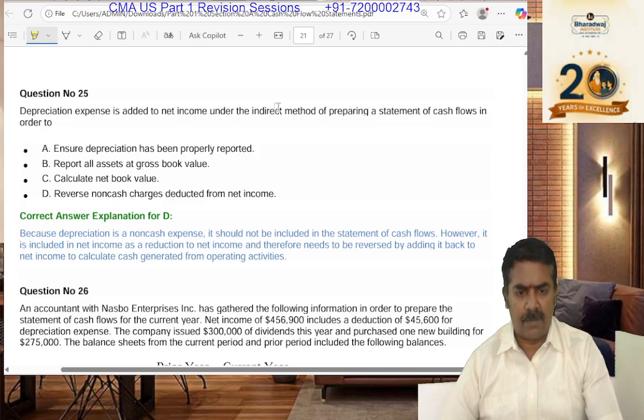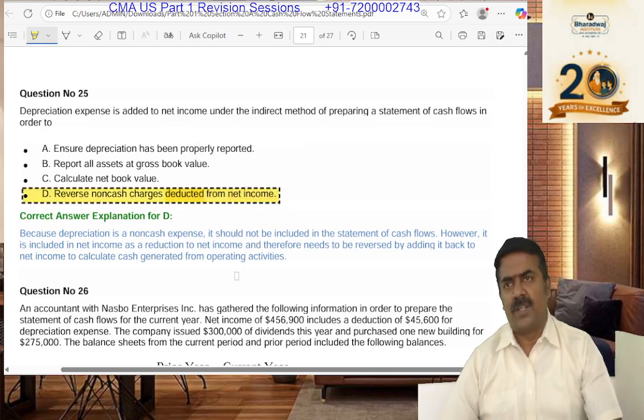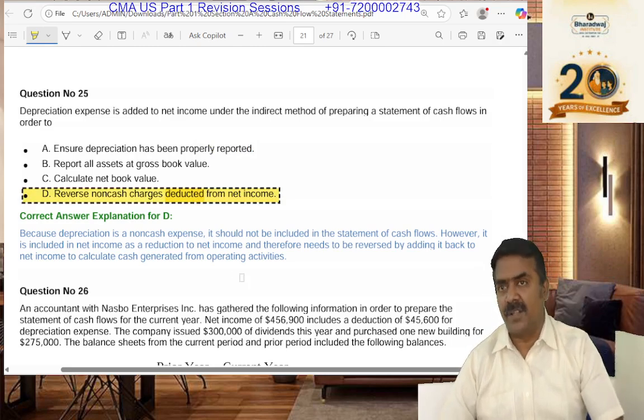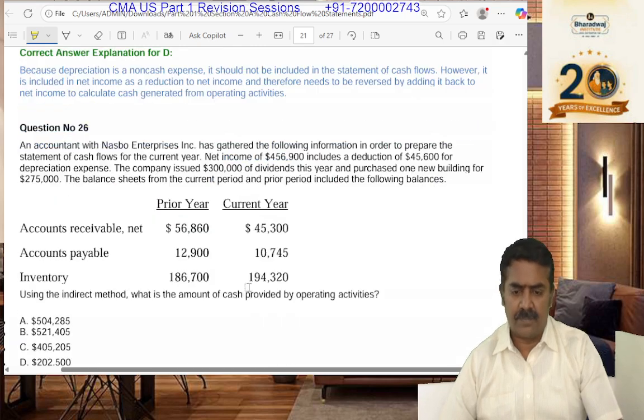Depreciation expenses added back under indirect method to find out which one? Non-cash expenses that were deducted from net income, we add back to get cash flow. We deducted depreciation, we add back depreciation to get which one? Cash flow. Operating activity they ask.